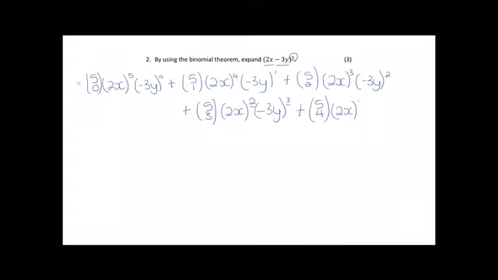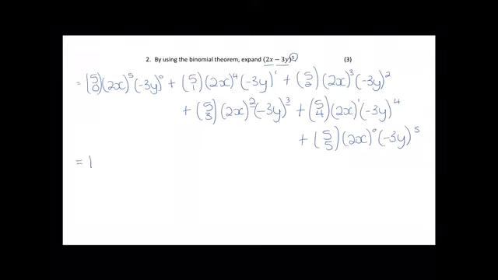2x, decrease the 2 to a 1, minus 3y, increase my 3 to a 4. And then I'm finishing off at 5 choose 5, 2x to the power of 0, negative 3y to the power of 5. So I've reversed my numbers at that point. So I can then start working through it.